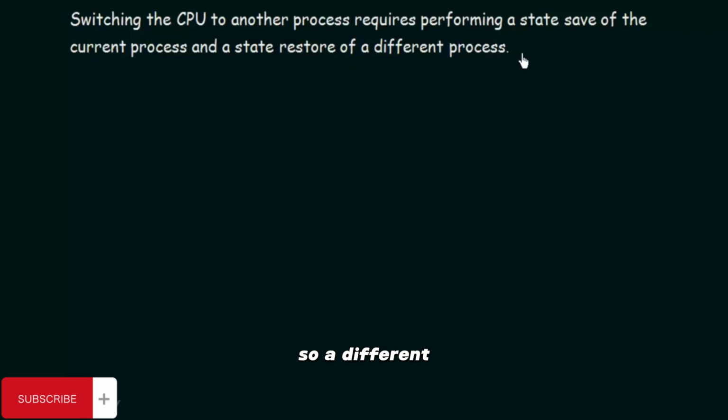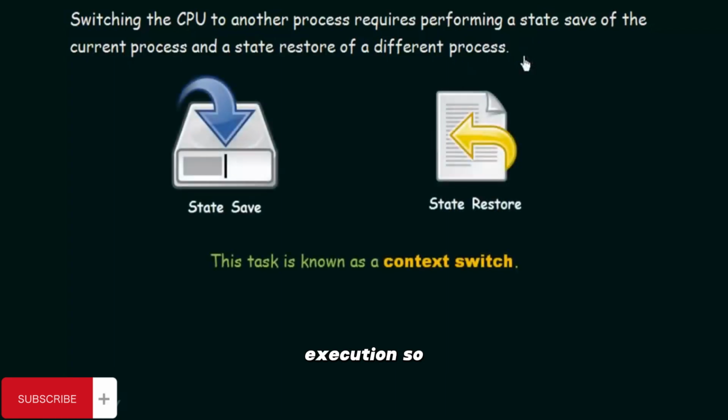And a state restore of a different process. So a different process is going to be executed. That process might be a new process or a partially complete process. So the state of that process has to be restored, so that you know from where you need to continue its execution. So we perform a state save of the current process and a state restore of a different process, and this task is known as context switch.